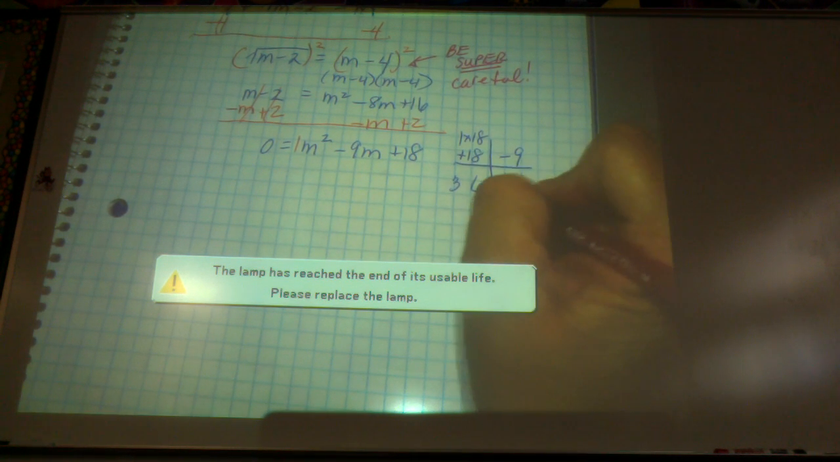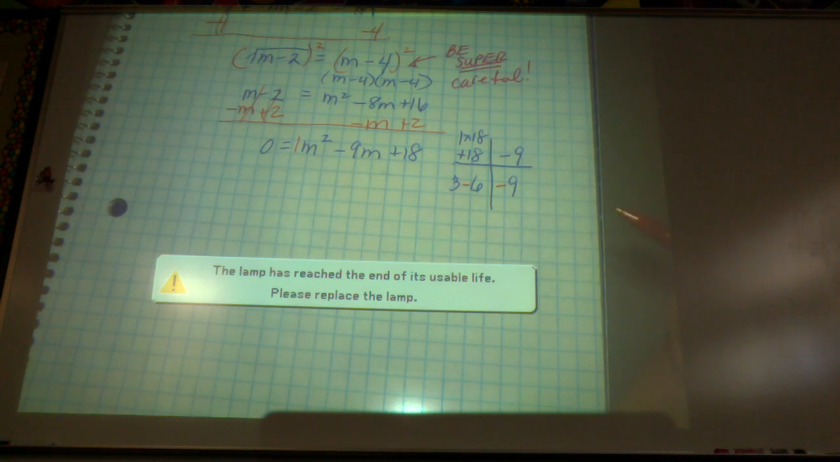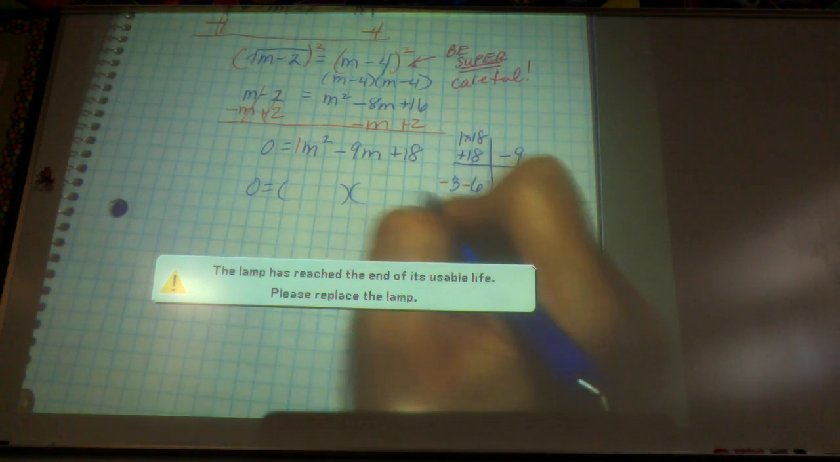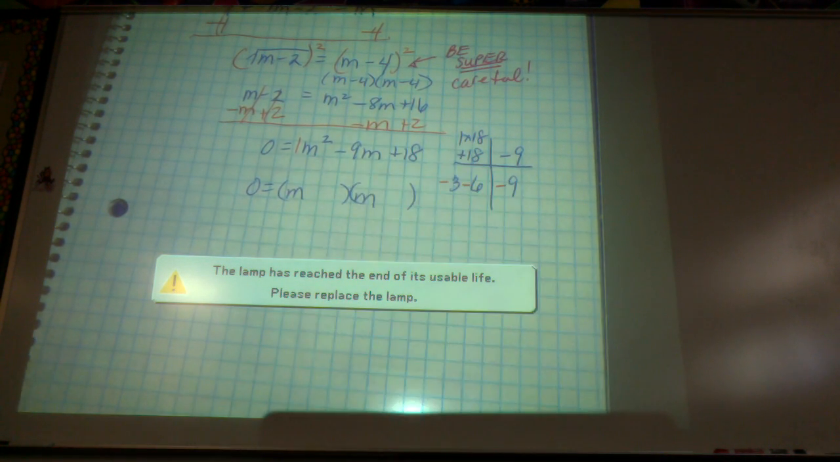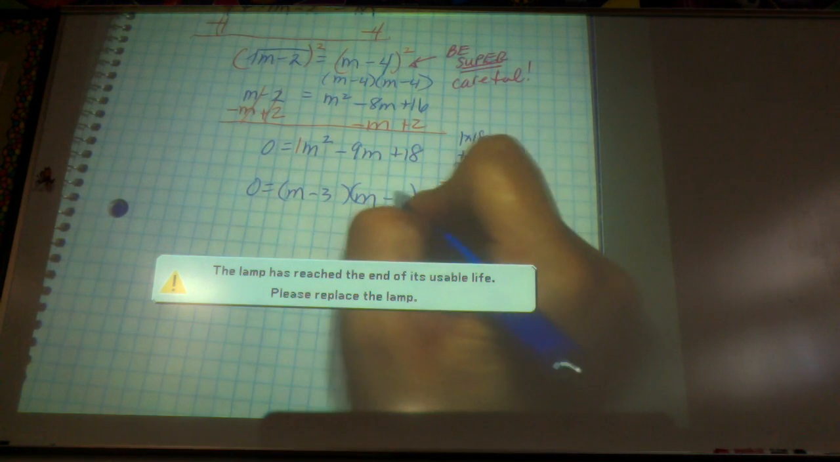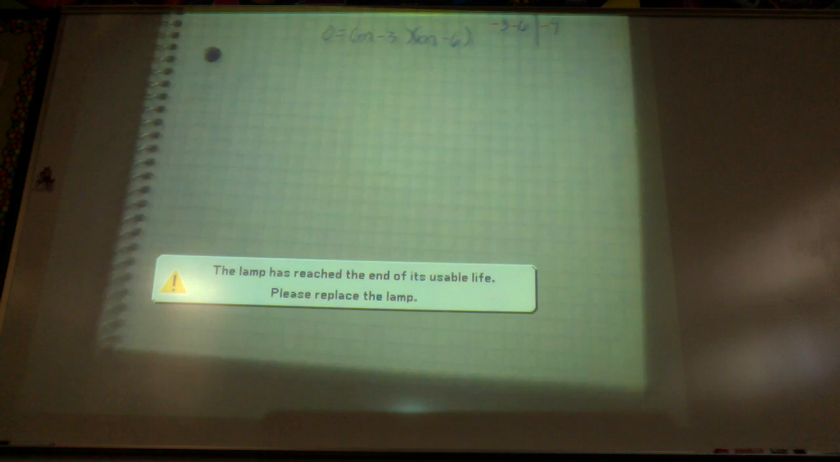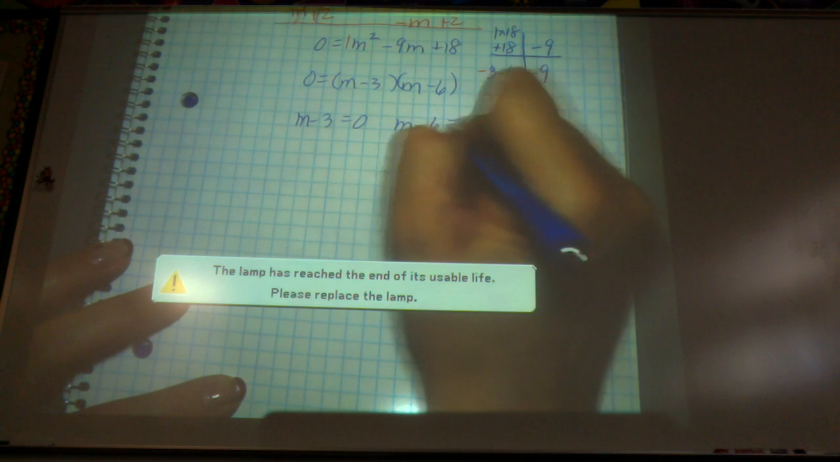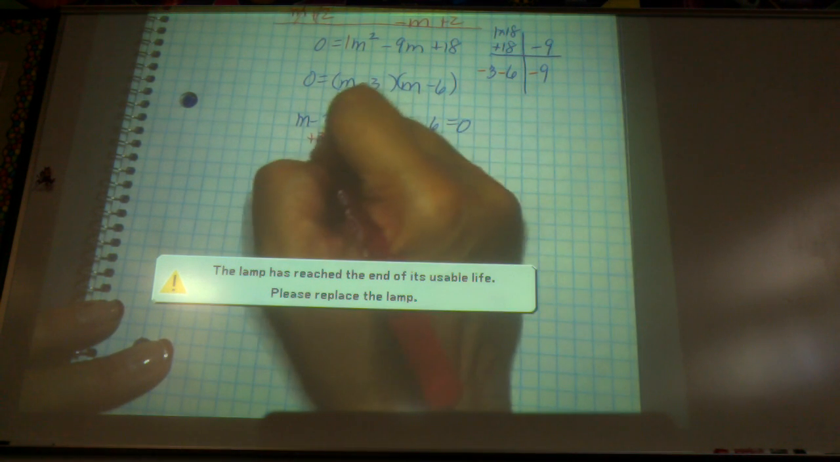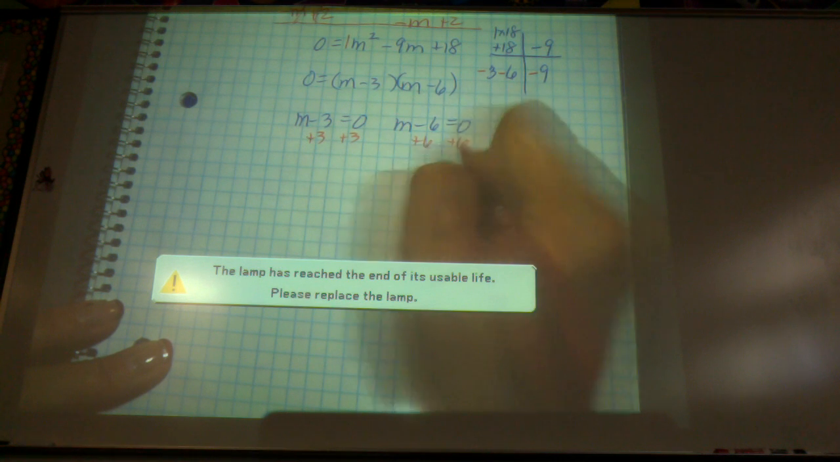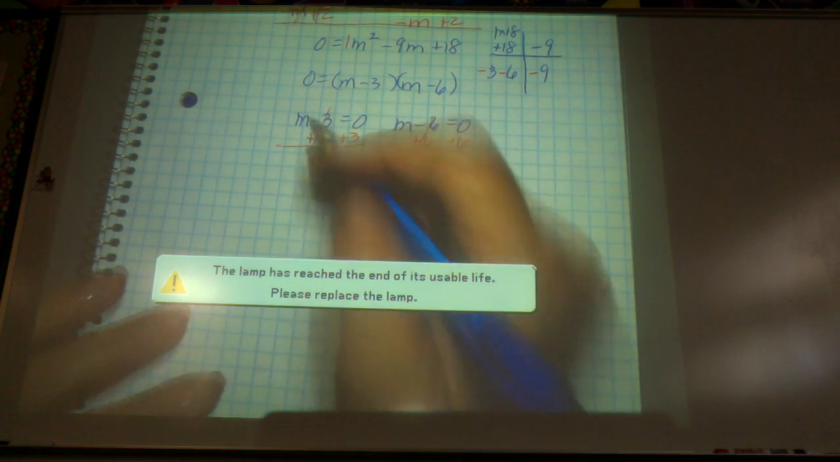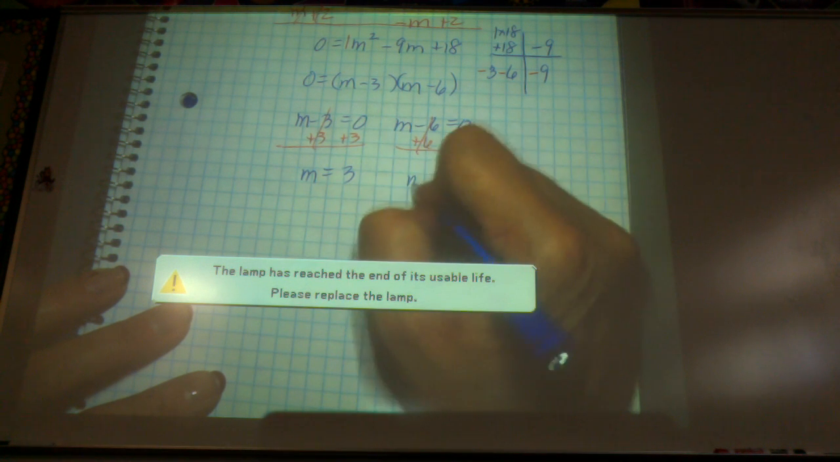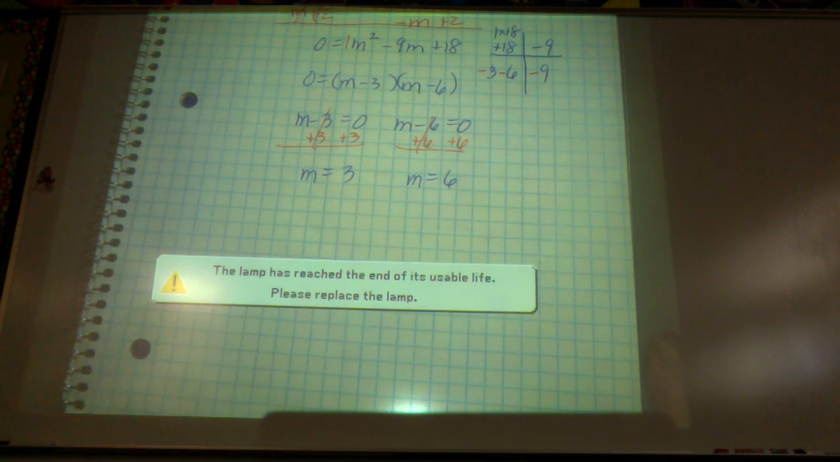Your 9 is negative, so the bigger of the 2 gets the negative, what does the 3 have to be? It must also be negative. So using your shortcut, the m squared becomes m and then minus 3 and minus 6. Set them both equal to 0, so m minus 3 equals 0, m minus 6 equals 0. Solve. Add 3 and add 6. So you have two choices. m is either 3 or m is either 6. Am I done? No. You have to check.